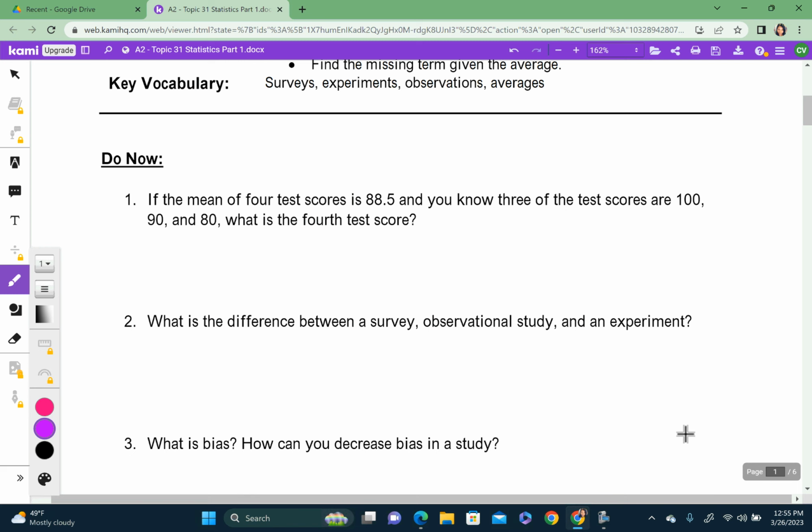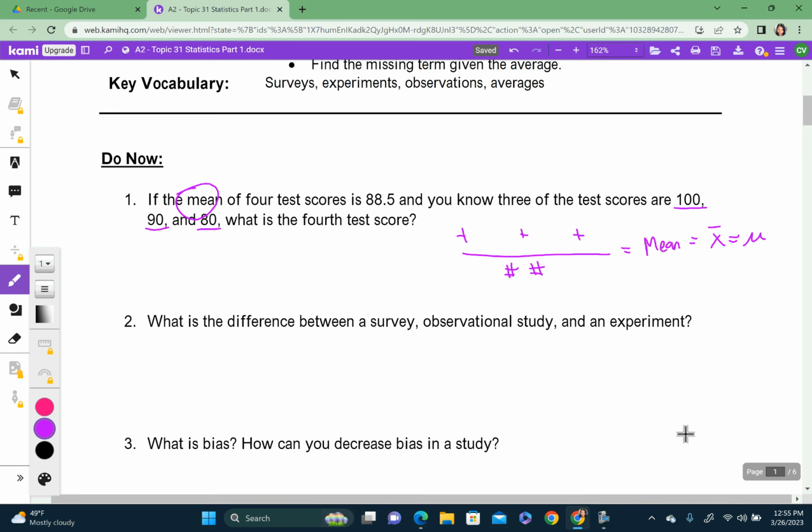If the mean of four test scores is 88.5, and you know three of the scores are 100, 90, and 80, what is the fourth test score? Okay. So what we have to remember for the mean. Mean means that you're going to take all the numbers that you have, add them up, and then divide by the number of numbers. So how many numbers there are goes on the bottom, and that gives you the mean. The symbol for mean is X with the line over it, and we're going to learn another one, which is a U, okay?